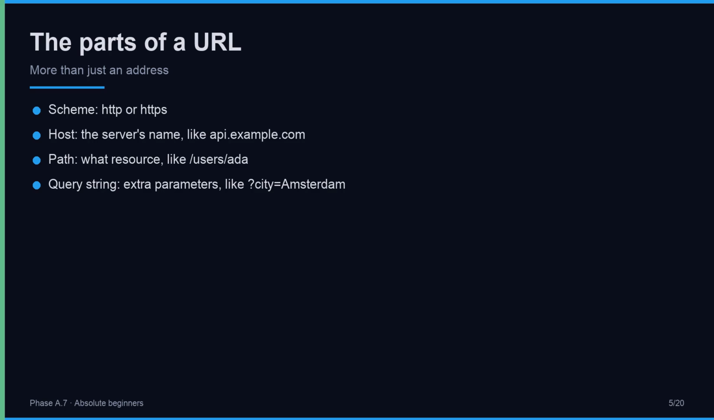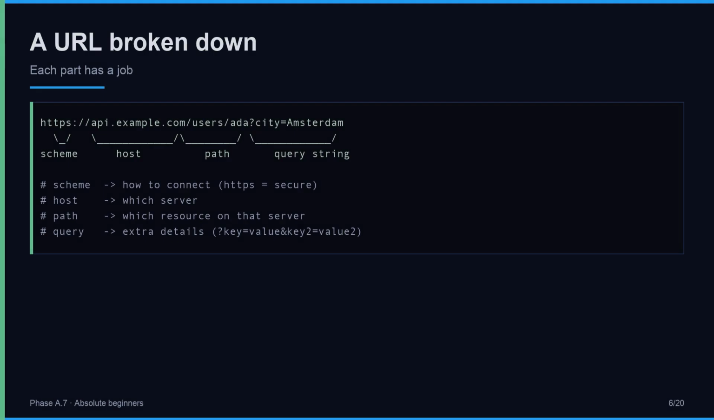The scheme says how to connect. The host says which server. The path says which resource. The query refines the request with details. An address with parts. Look at this URL broken into parts. Scheme is HTTPS, the secure version of HTTP, which encrypts the conversation. Host is api.example.com, the server's name on the internet. Path is /user/ada, which specific resource you want.